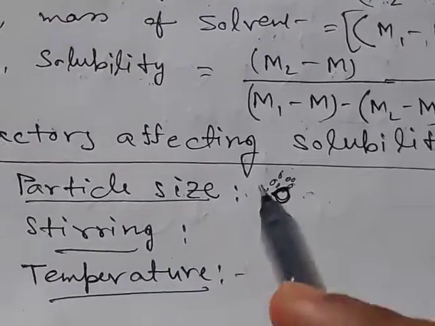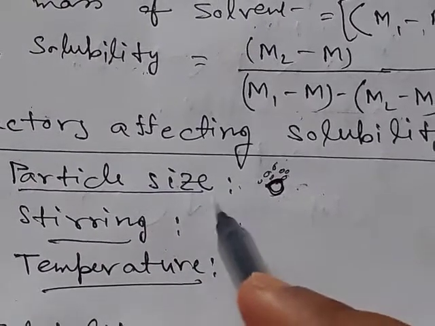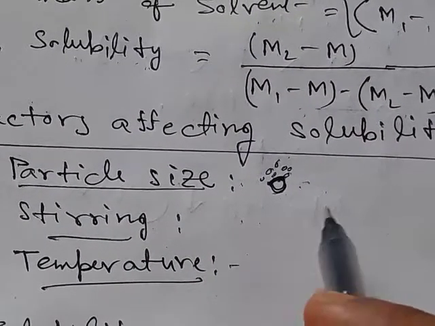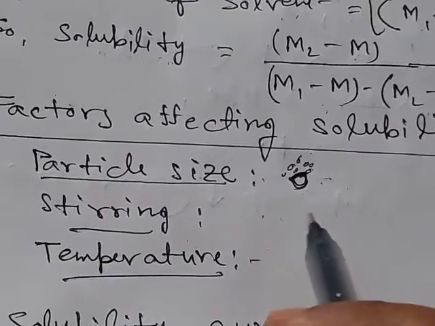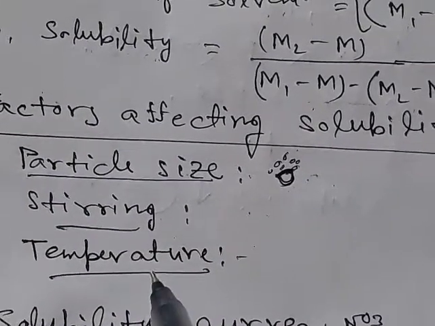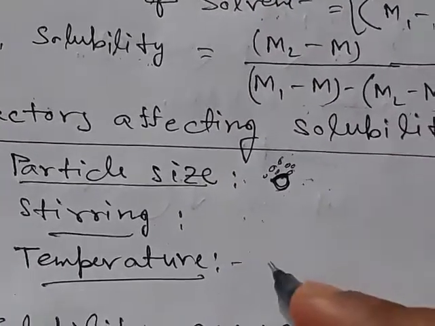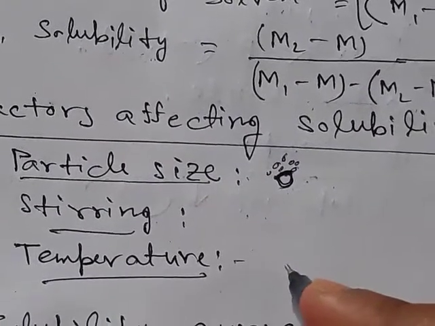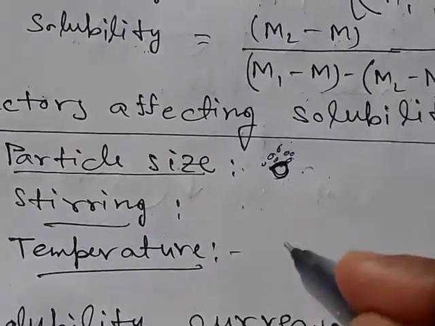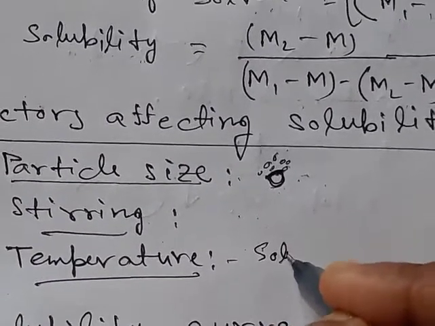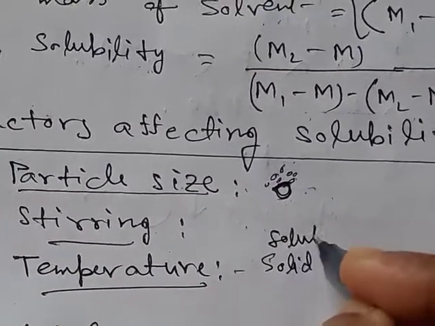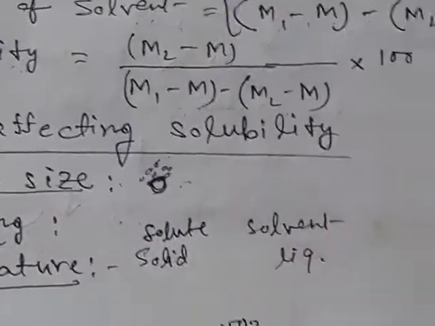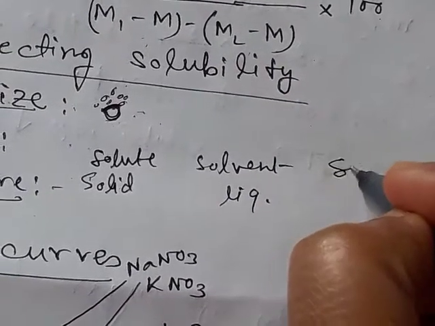Number 2 is stirring. If stirring is increased, then more and more solute particles will come in contact with the solvent molecules, and that will increase solubility. Number 3 is temperature. We know that if the solute is solid and the solvent is liquid, then solubility increases with temperature.